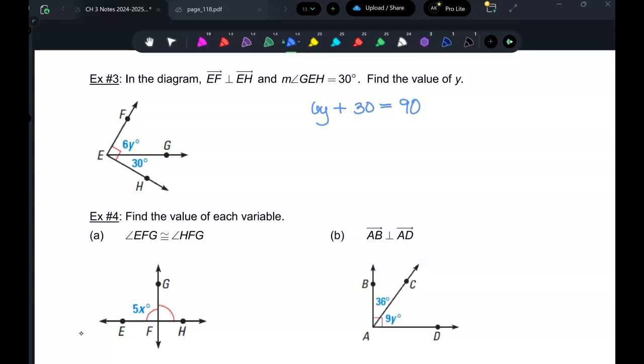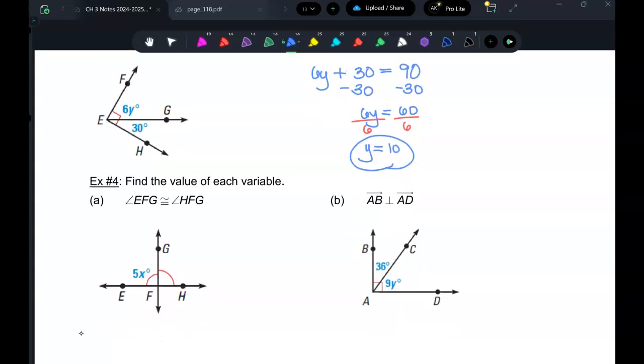Okay, I want to isolate y, so I'm going to subtract 30 from both sides. Oh, you got it, Aiden? Good. So I get 6y equals 60. Divide both sides by 6. Good. y equals 10. Okay. Questions? Okay. Good.